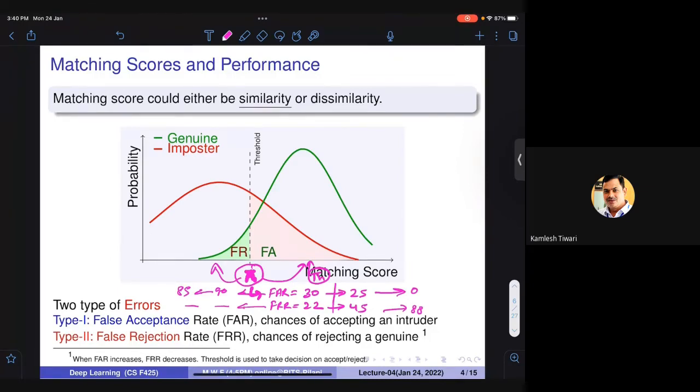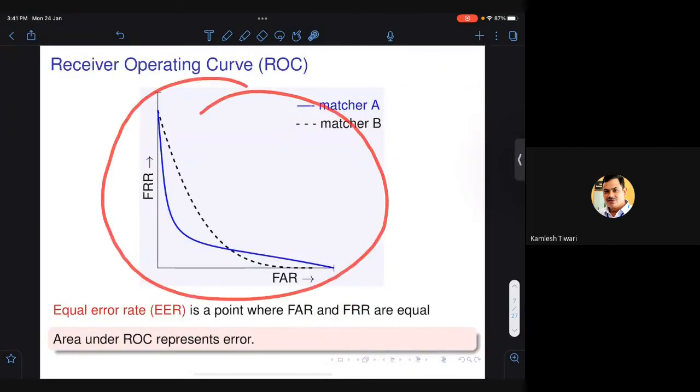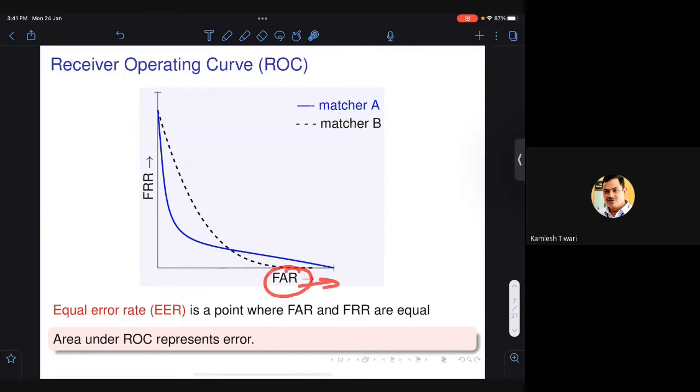Why am I telling you this? Because I wanted to tell you that for nearly all values of false rejection, I can find out the value of false acceptance, or vice versa. For every false acceptance rate, I can find out the false rejection rate by changing the threshold. If I can find like this, I can draw another curve where one side there is the false acceptance rate and the other side the false rejection rate.